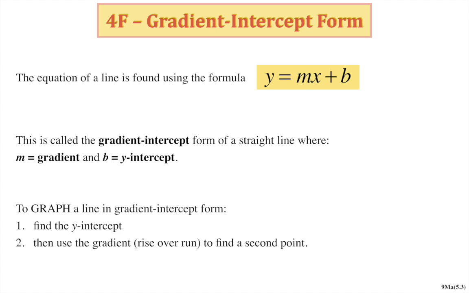Now, when we're using gradient intercept form or slope intercept form, there's two things we need to do. To graph a line, we need to find the y-intercept. And once we've found the y-intercept, we put a dot there on our graph and we use the gradient, which is rise over run, to find another point and we join them and that creates our line. So let's go through this process.